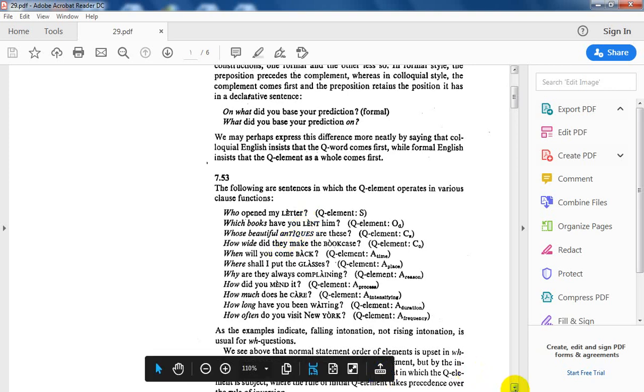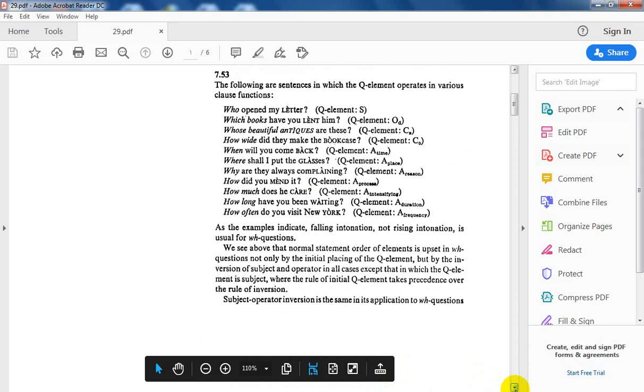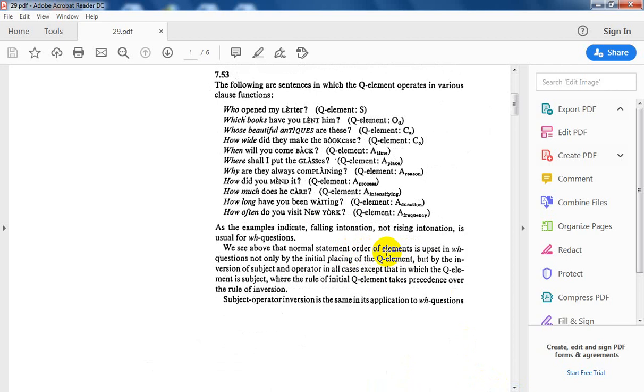We see above the normal statement order. Of course, all of us know there is some sort of inversion between the subject and the verb when I form a WH question. For example, which books have you lent him?